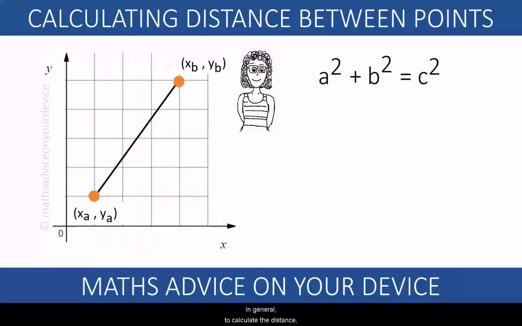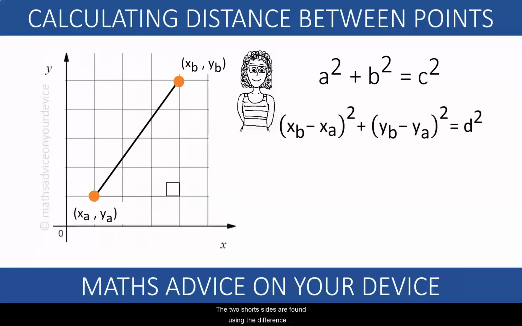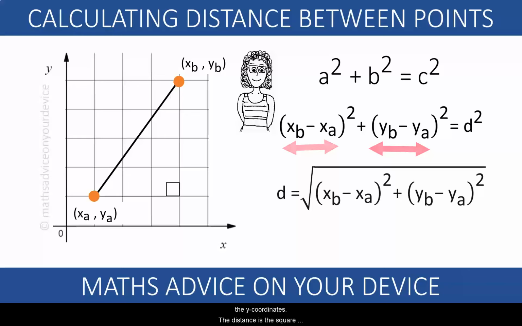In general, to calculate the distance, we find the short sides and use Pythagoras. The 2 short sides are found using the difference between the x coordinates and the difference between the y coordinates. The distance is the square root of the sum of the squares.